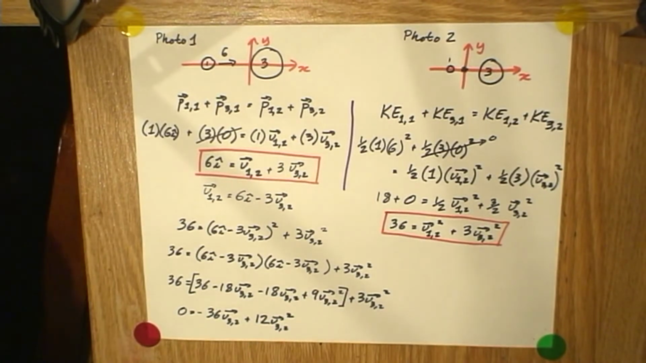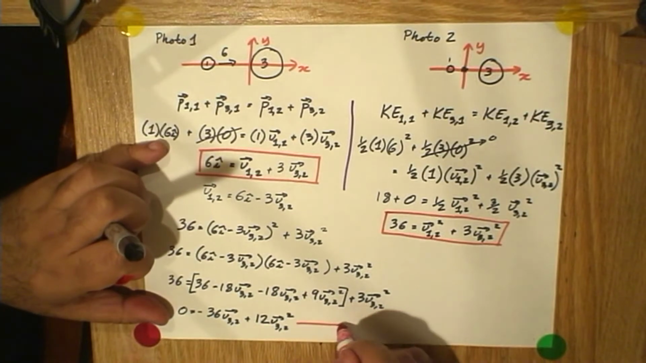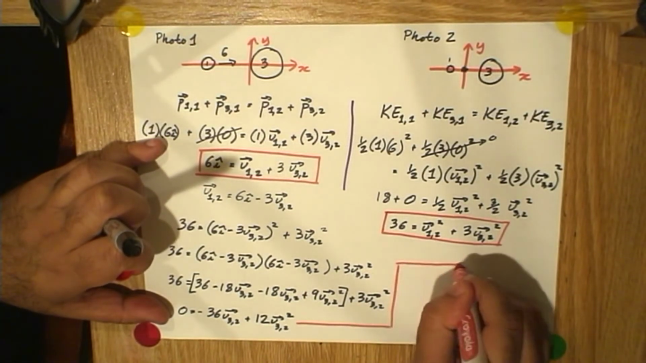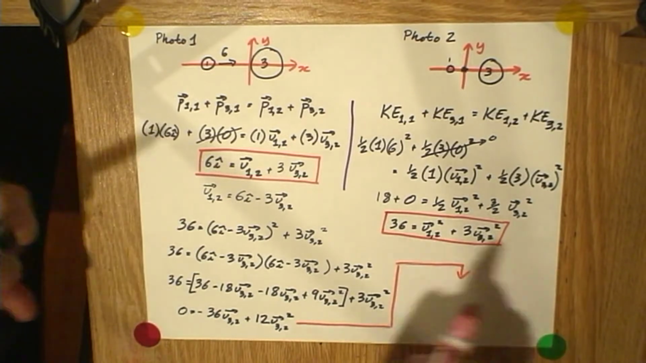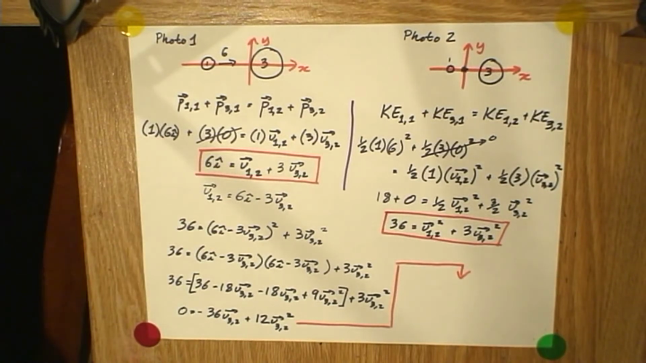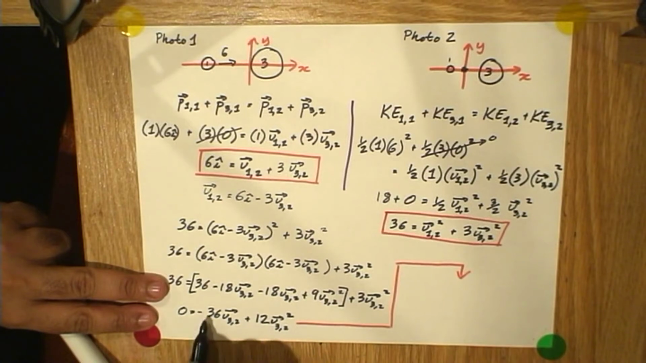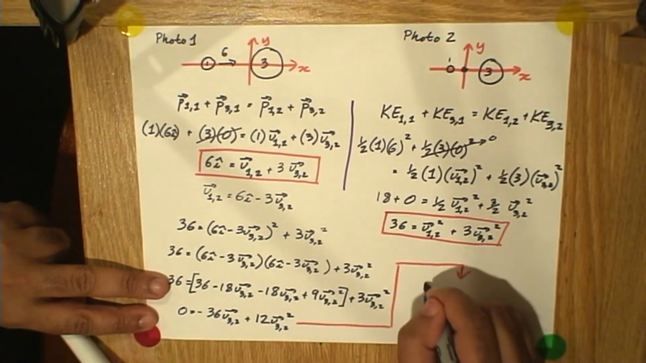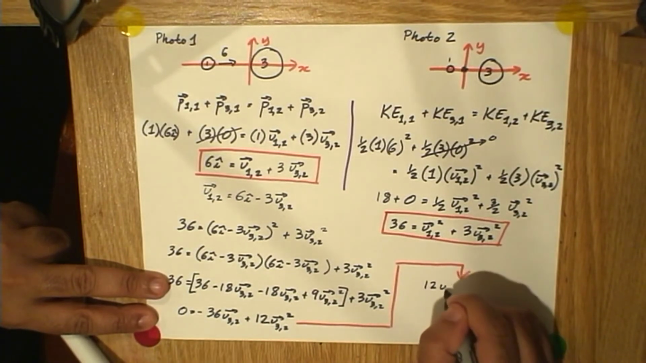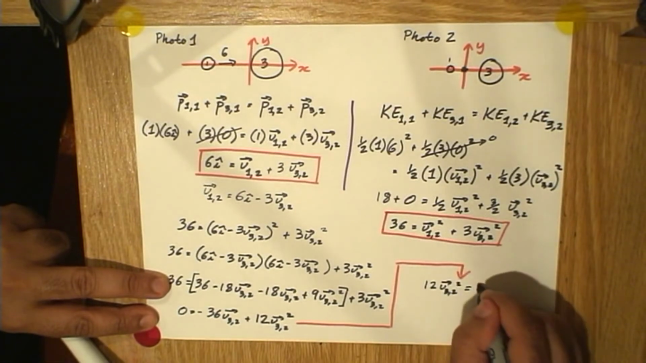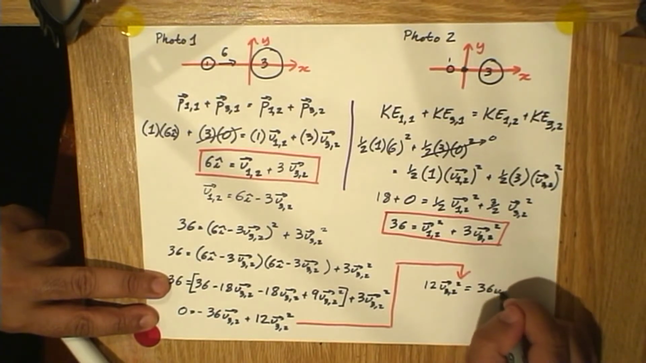We're almost done. Now we just need to take this and rewrite this slightly. I'm going to move the 36 over to the other side. That gives us 12 V32 squared equals 36 V32.